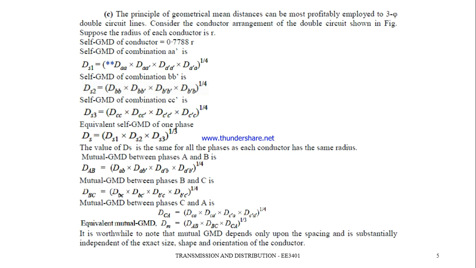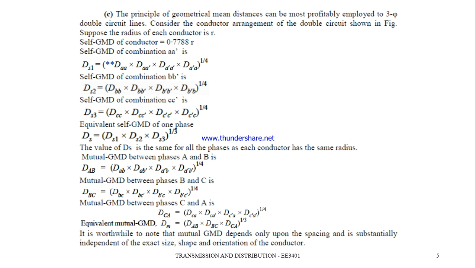This is the value: DS1, the first conductor's self value, is equal to dAA × dAA' × dA'A × dA'A', the whole to the power 1/4, that is, the fourth root. Similarly, the self GMD of B is a combination of B and B', and of C, a combination of C and C'. Next, for the equivalent value, you can take the cubic root of the product DS1, DS2, DS3.